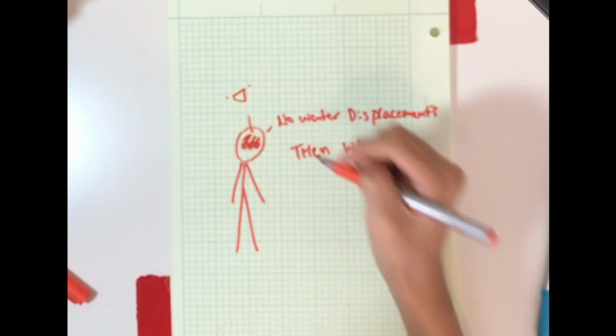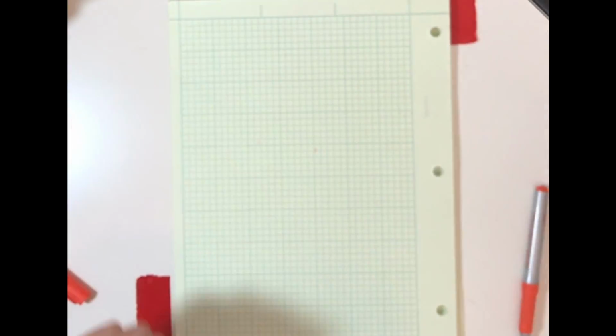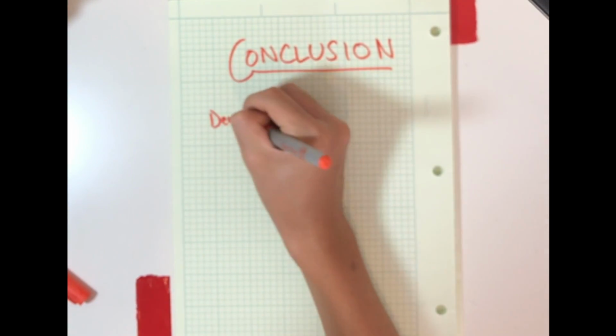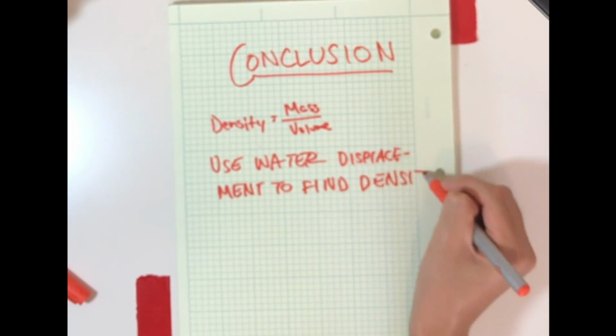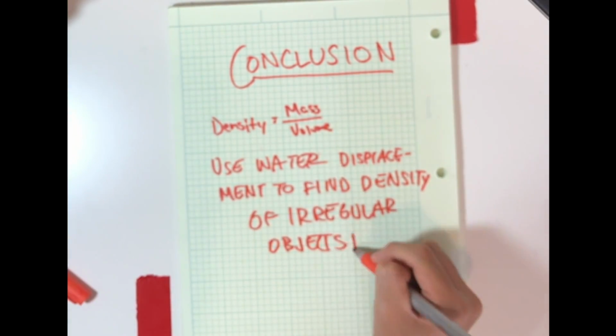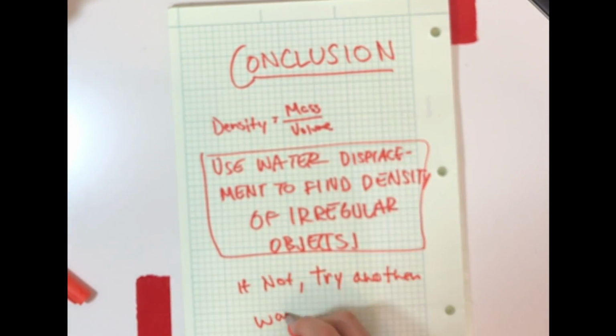But don't worry, there are other ways to measure the volume of irregular objects. So in conclusion, density is mass divided by volume, and to find the volume of irregular objects, use water displacement. If it doesn't work, don't worry, and try to find another way.